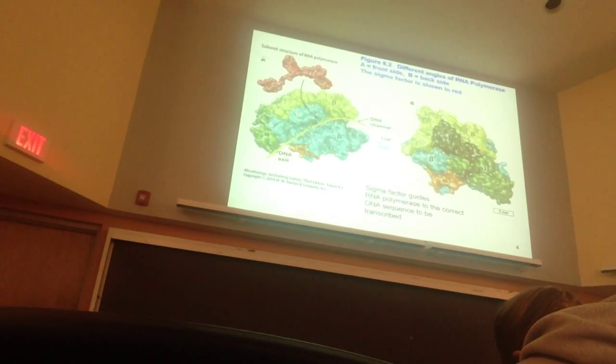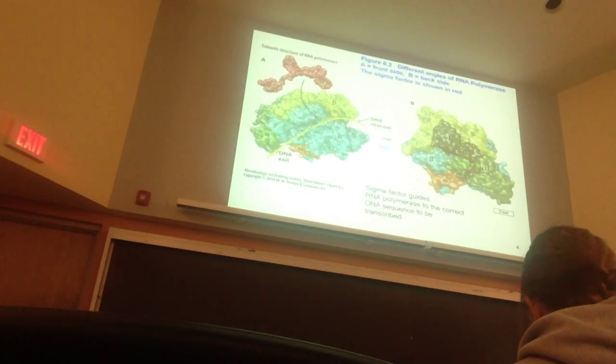And then basically what's shown here in A versus B is the front side where you can see the groove in the protein in which the DNA fits, and then simply the back side. So the groove is on the other side. So just two different angles of the RNA polymerase being shown. And then just to reemphasize, the sigma factor is what guides that RNA polymerase to the correct sequence, okay?